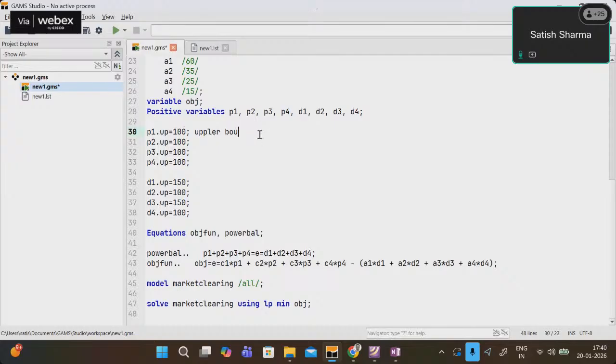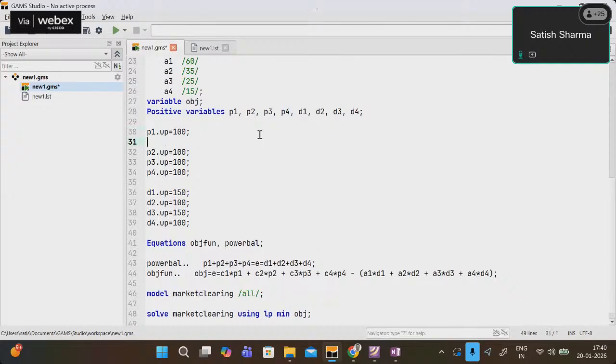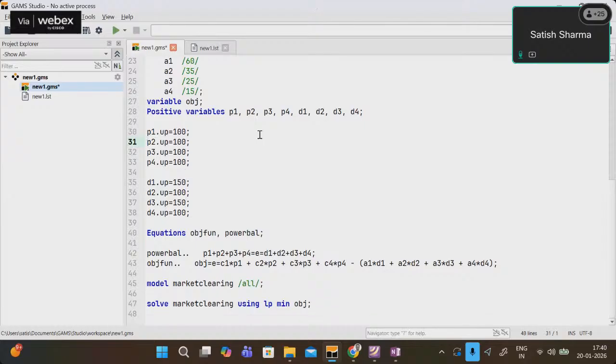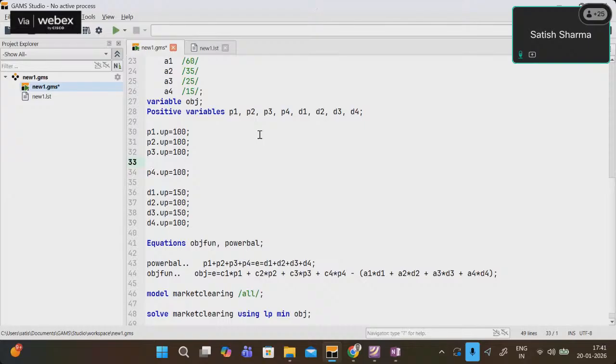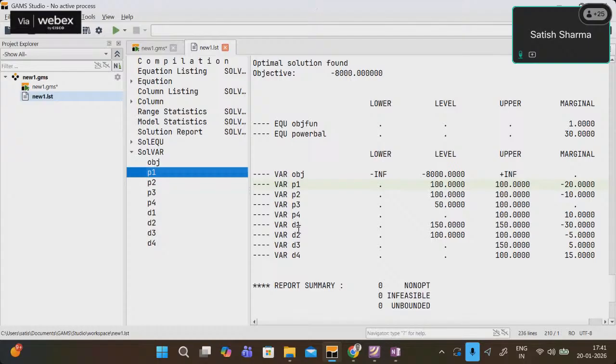Let's say I have a lower bound as well. Let me define a lower bound as well. Okay, let's make it interesting. For P3, how much was the solution we were getting? It was 50 megawatt, right? Let me define the lower bound equal to 70. If there are no limits, the solution which we obtained is P3 equals 50. Here you can see P3 level was 50.